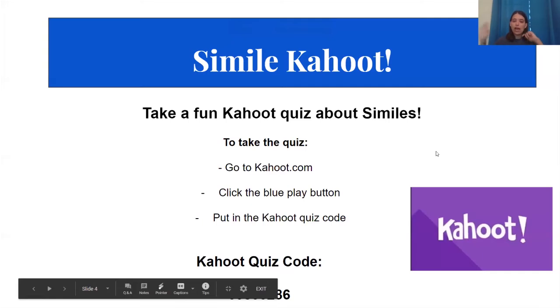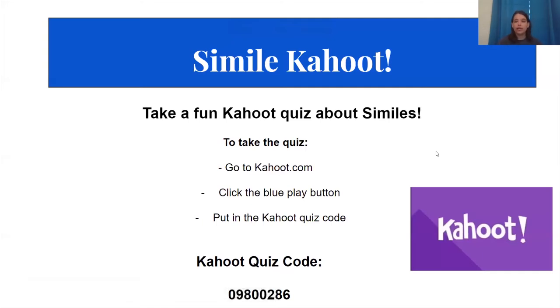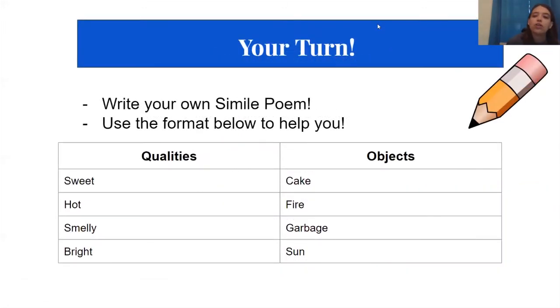Okay, so now you are back. You have played the Kahoot quiz. You have looked at a simile poem. You have a better idea of what similes are, how to find them, and how to write them. Okay, so now it is your turn to write a simile poem.